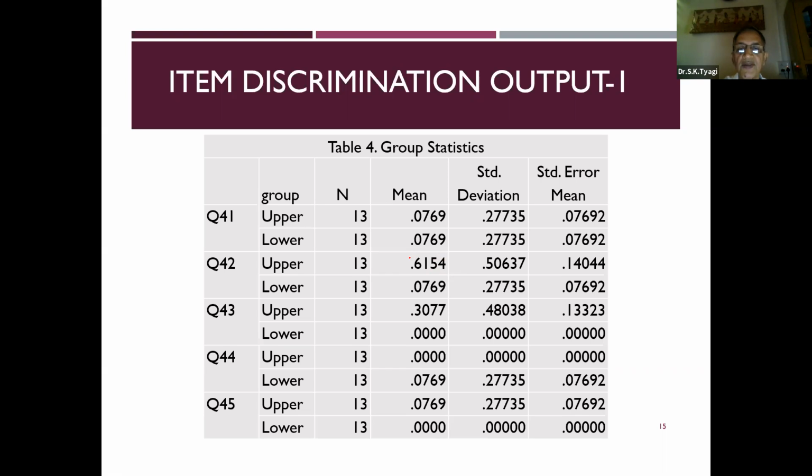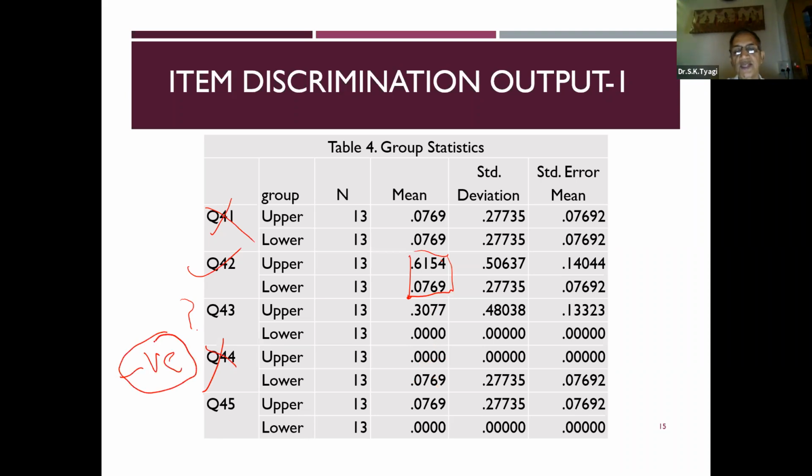See this, the difference we are observing. We are just making guesses. Question 42 discriminates. Question 41 does not discriminate. Let us come to question 43. Now, mean of upper group is this much, mean of lower group is this much. There is a difference, but I don't know whether the difference is significant or not. Maybe, maybe not. Question number 44, mean of upper group is 0, lower group is higher; this is negative discrimination.